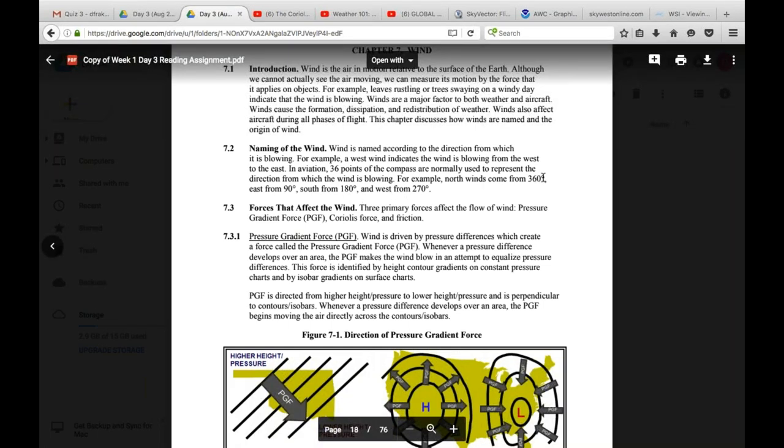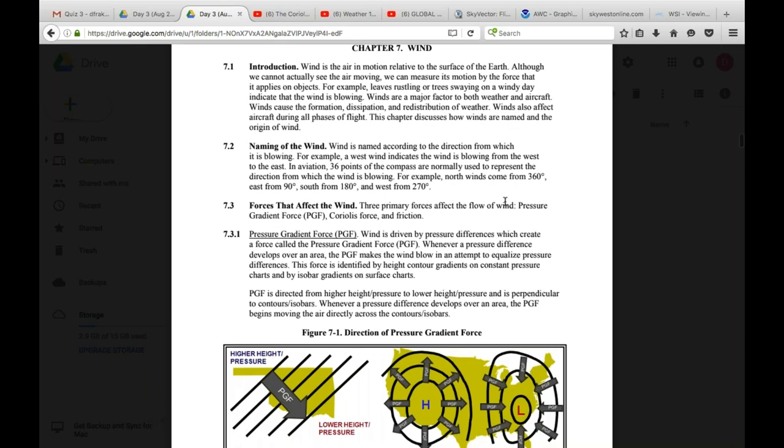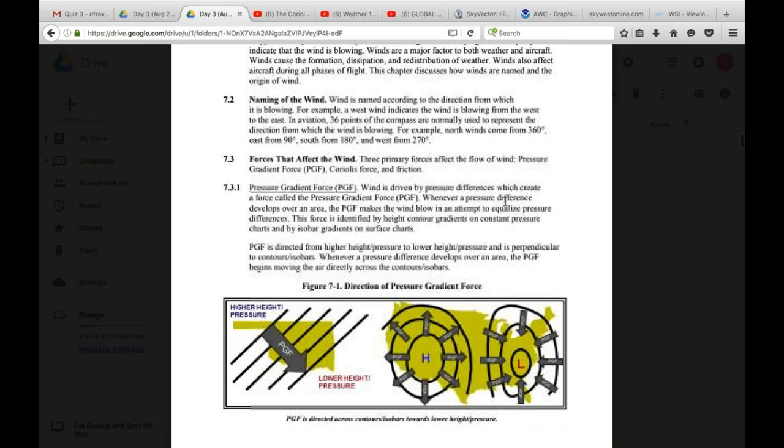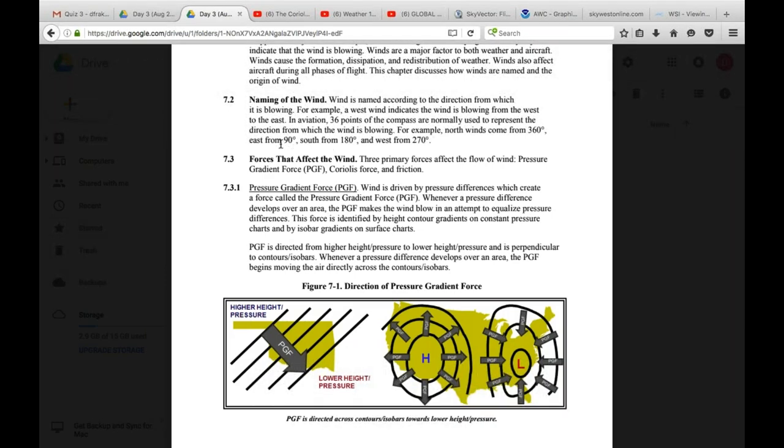Also, we always talk about wind and the direction it's coming from. So wind at 360 at 15 knots is 15 knots of wind coming from 360. So coming from the north. 090 at 15 knots would be 15 knots of wind coming from the east. So we always talk about wind as where it's coming from.